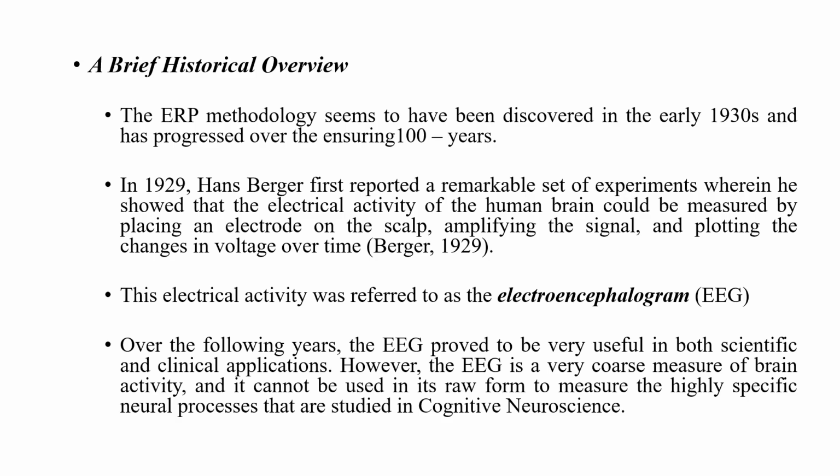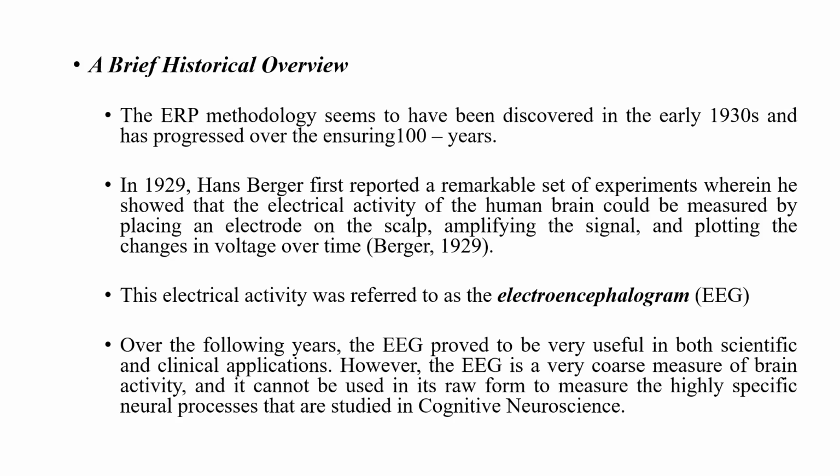This electrical activity that you could record from an electrode on the scalp was referred to as an electroencephalogram. Over the following years, the EEG proved to be very useful in both scientific and clinical applications. However, the EEG is a very coarse measure of brain activity and it cannot be used in its raw form to measure the highly specific neural processes that are studied in cognitive neuroscience, the kind of questions you want to ask.